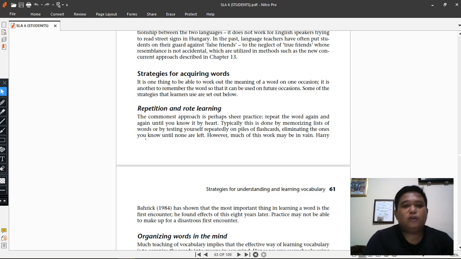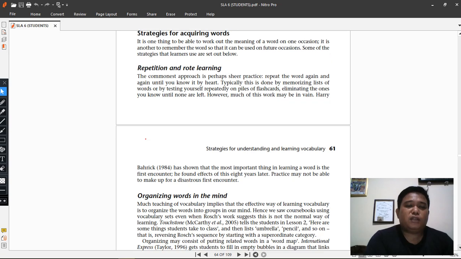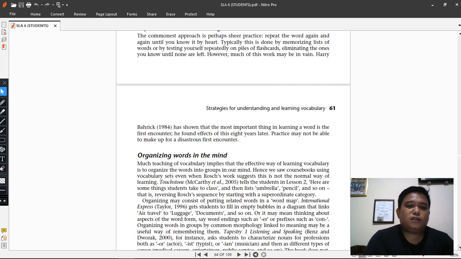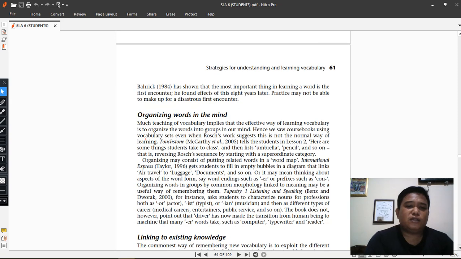The first is repetition and rote learning. The commonest approach is perhaps repetition and rote learning. I believe you already understand repetition. Another one is organizing words in the mind. Much teaching of vocabulary implies that the effective way of learning vocabulary is to organize the words into groups in our mind. Hence, we see course books using vocabulary sets. You just read this, okay? This is already enough to explain organizing words in the mind.